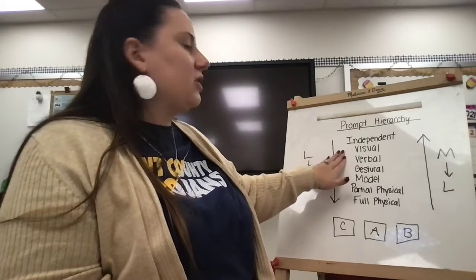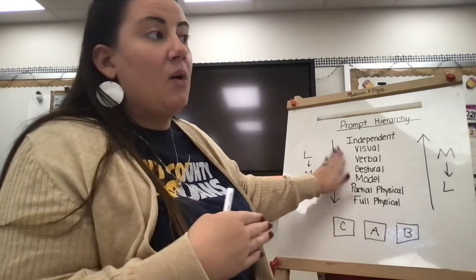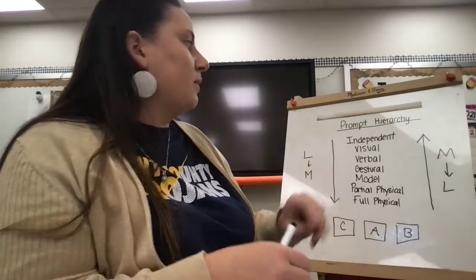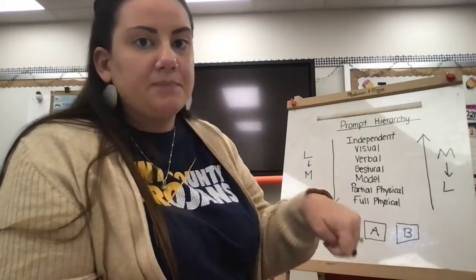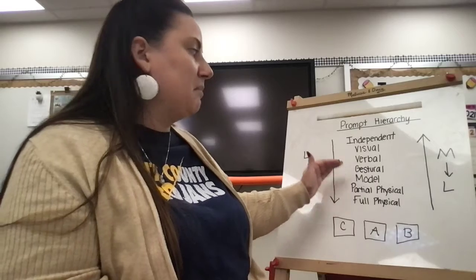So visual for the chair, you might show them a picture of a chair if you have a picture of a chair on hand, or a picture of a student sitting in a chair. Verbal, telling them again to sit. Gestural, pointing at that chair. Okay? Next step down our ladder would be modeling.